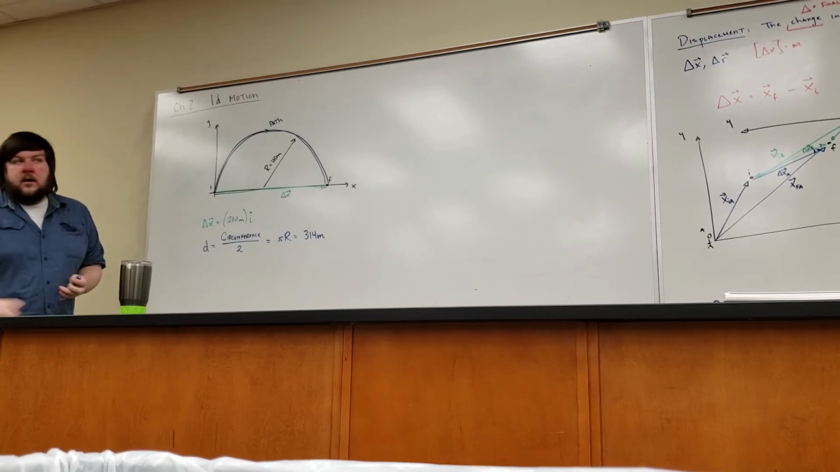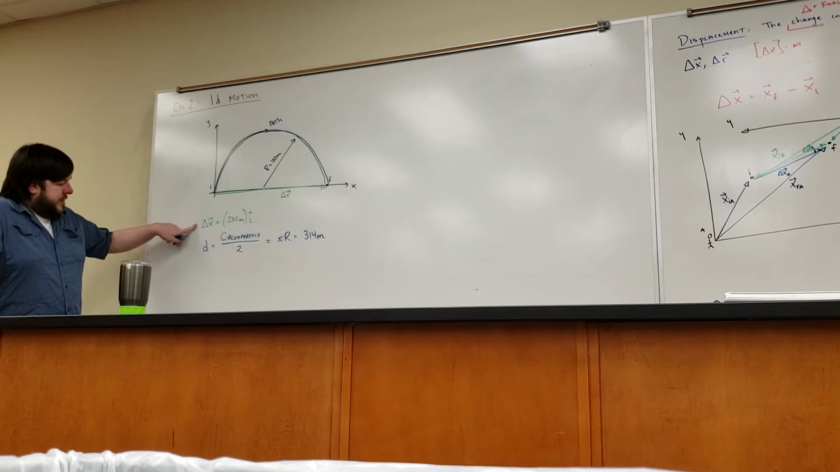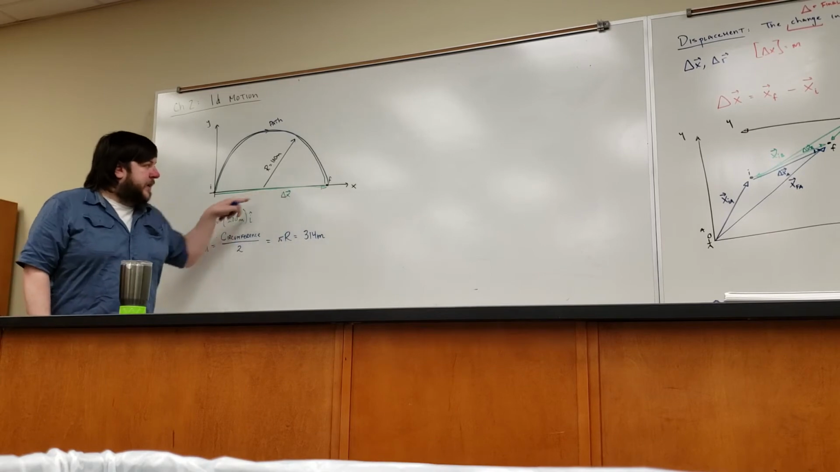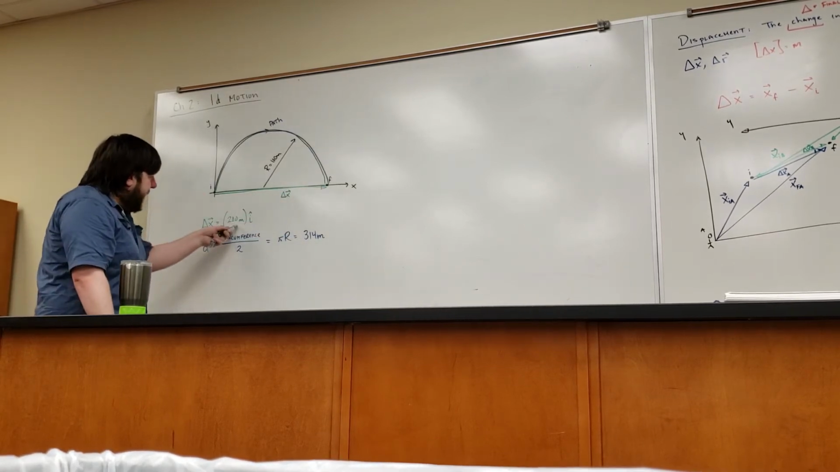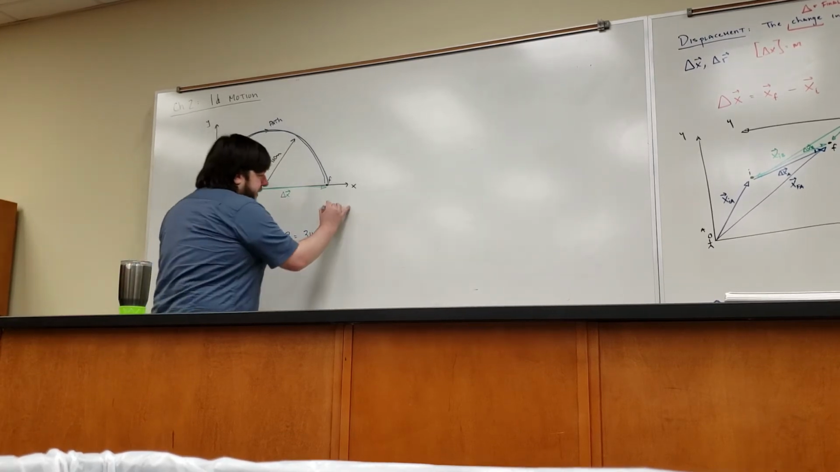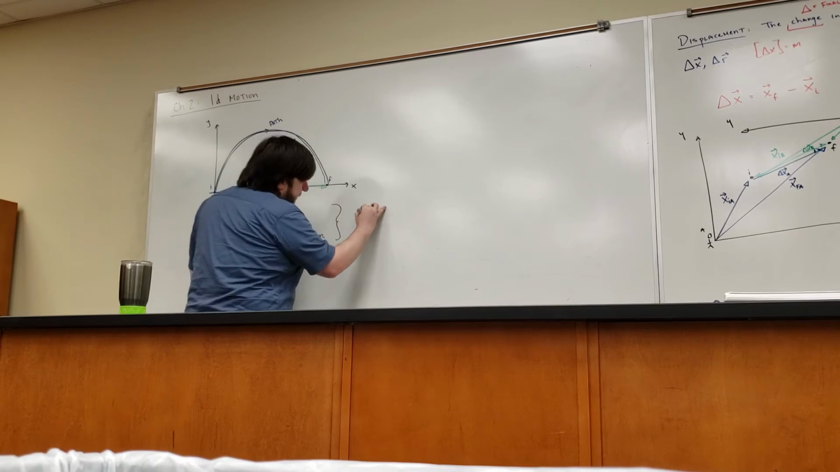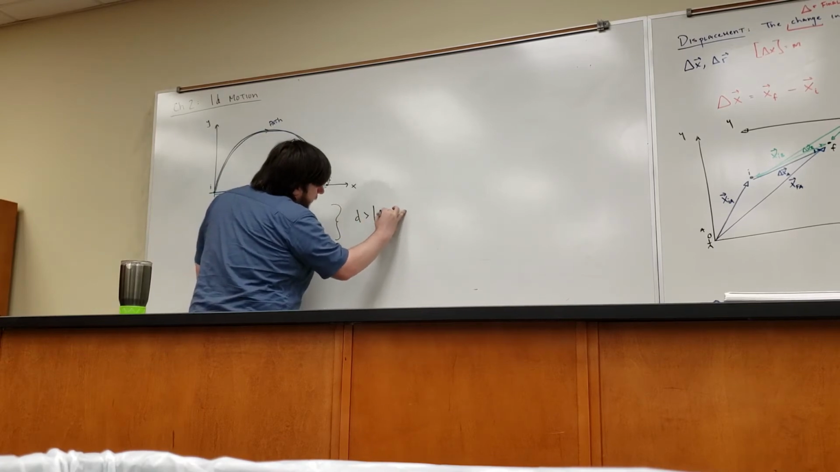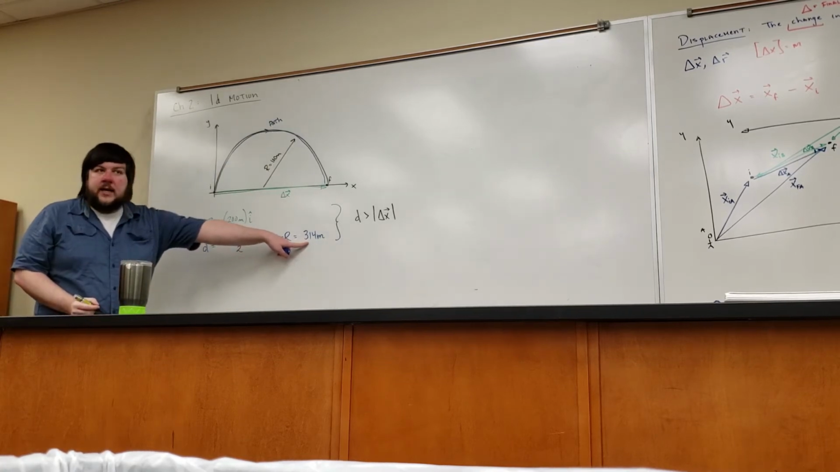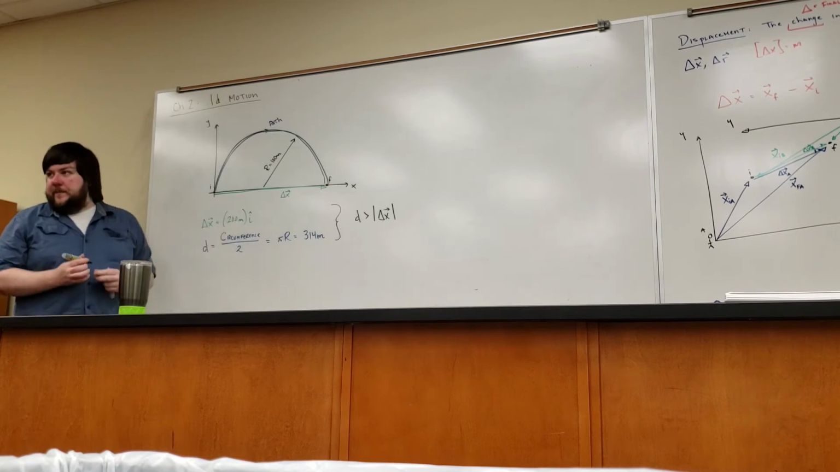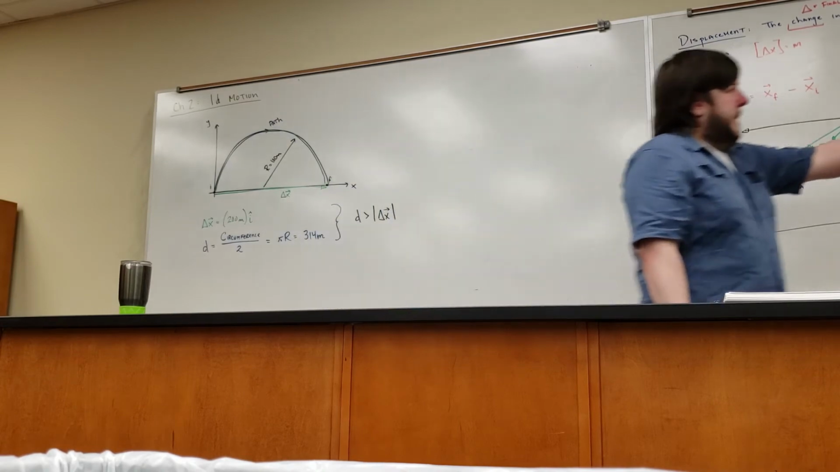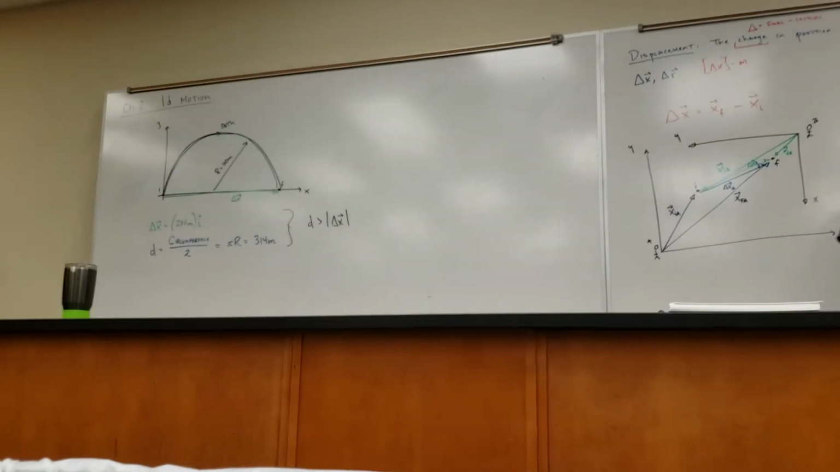So what's the magnitude of the displacement? 200 meters. The magnitude is just the length of this vector. This vector is 200 meters long. The magnitude of the displacement is always less than or equal to the distance. So you can see right here that the distance is greater than the magnitude of the displacement. The distance is 314, the magnitude of the displacement is 200. That's always going to be true. Any questions?